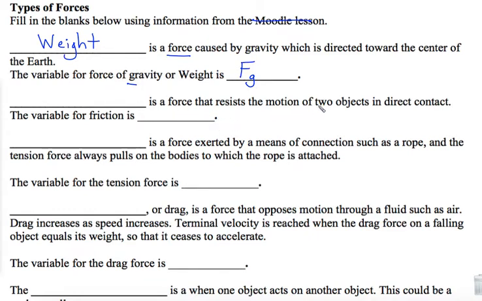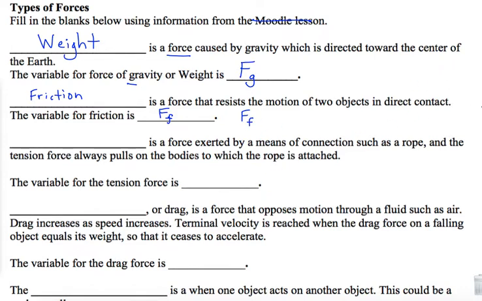A force that resists the motion of 2 objects in direct contact is called friction. The variable for friction is capital F for force, and then lowercase f for friction. That's F and a lowercase f. Force of friction.